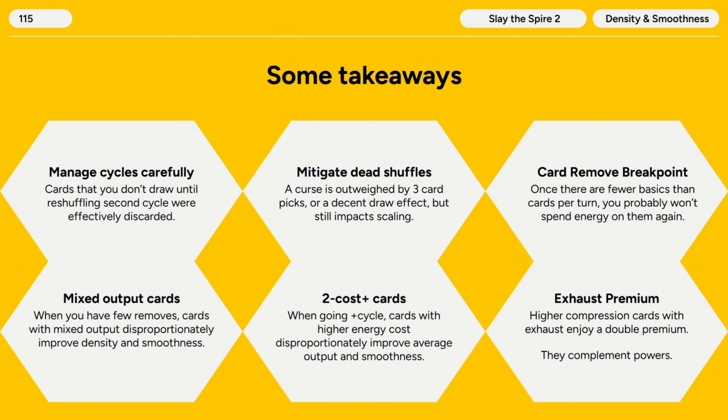Acknowledge the card remove breakpoints. Once there are fewer basics than cards per turn, you probably won't spend energy on basics ever again, alright? So if you're looking at your deck and you're saying, hey, I have Pael's Blood, I draw 6 cards a turn, I'm down to like 4 defends and a strike, do I need to remove this last strike? It feels great to remove that last strike. It can do a lot for the numbers, but in terms of your net surplus, in terms of your likelihood to ever spend energy on a strike again, it doesn't make any difference.